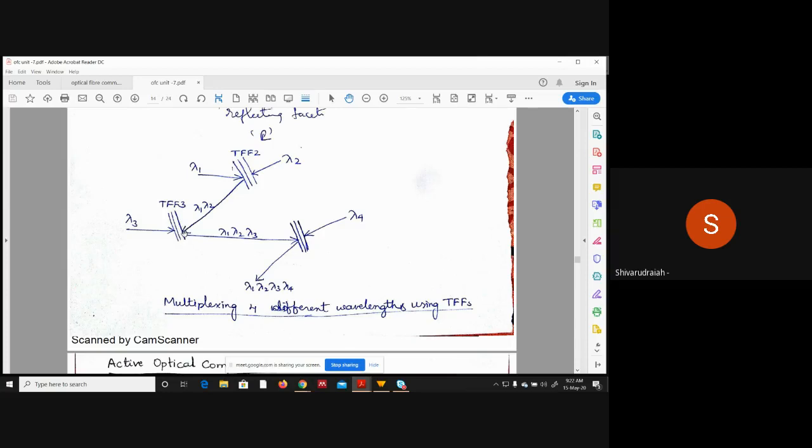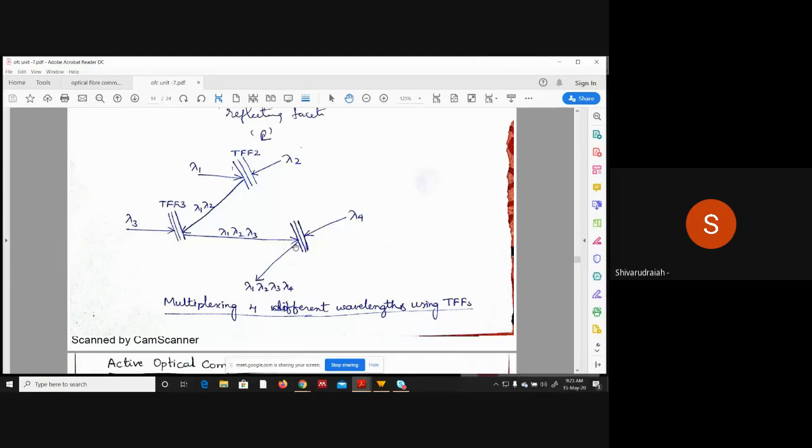So TFF3 is designed in such a way that lambda 3 will be transmitted and all other wavelengths will be reflected. So lambda 1, lambda 2, which is incident on the right surface of TFF3, will be reflected. Similarly, lambda 3 will be transmitted. So together we will have a combination of lambda 1, 2 and 3, which is incident again on the third thin film filter, that is TFF4. So TFF4 is tuned to reflect all the wavelengths except lambda 4, where lambda 4 will be transmitted. So lambda 4, which is incident on the right side of thin film filter 4, will be transmitted, and lambda 1, 2, 3 will be reflected.